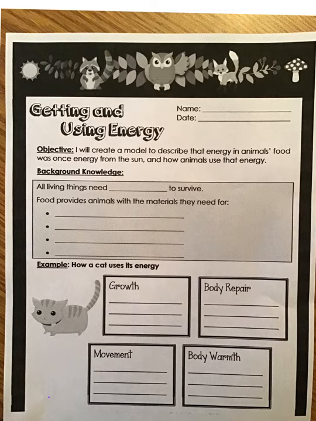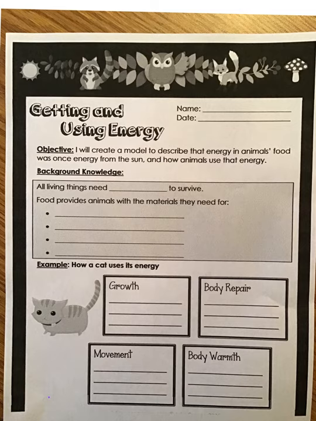What you see in front of you, and you should have this as well, is your notes page. As you're listening to this, you're going to be going back and forth and filling this notes page out on the computer. The objective for today is: I will create a model to describe that energy in animals' food was once energy from the sun, and how animals use that energy.